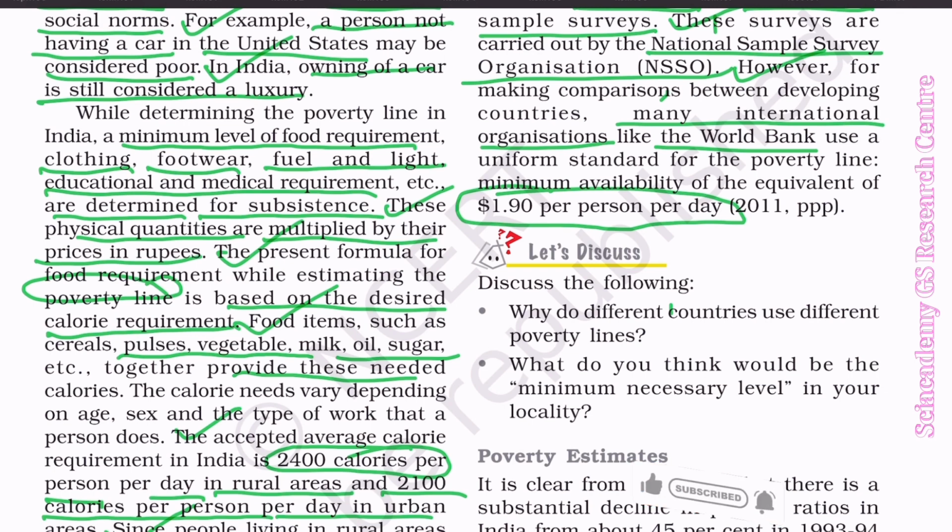Let's discuss the following. Why do different countries use different poverty lines? What do you think would be the minimum necessary level in your locality?